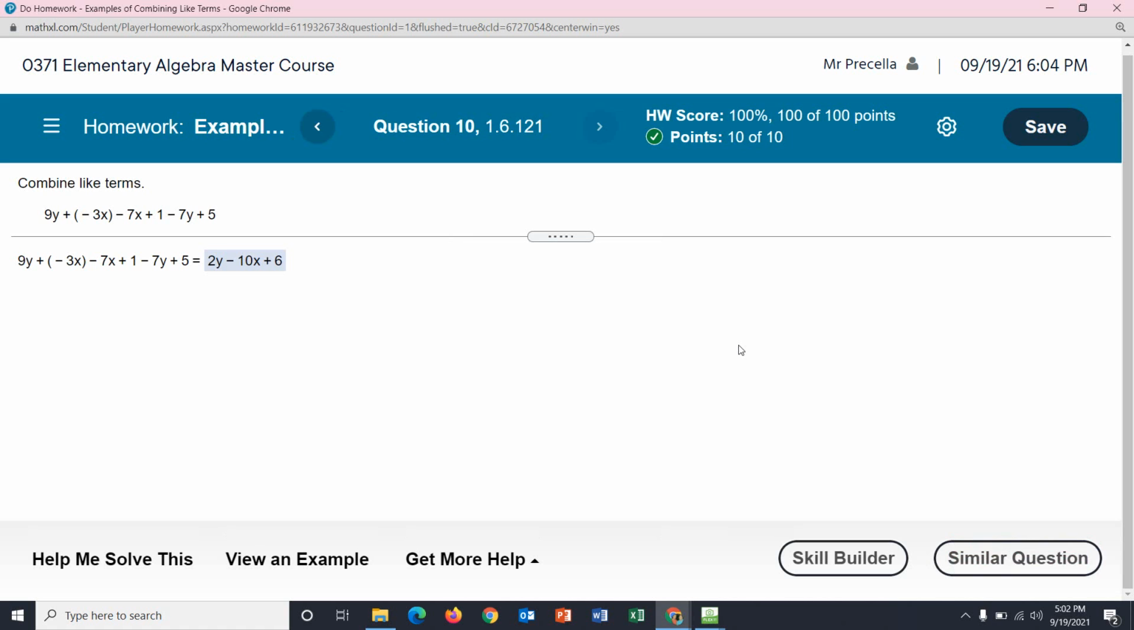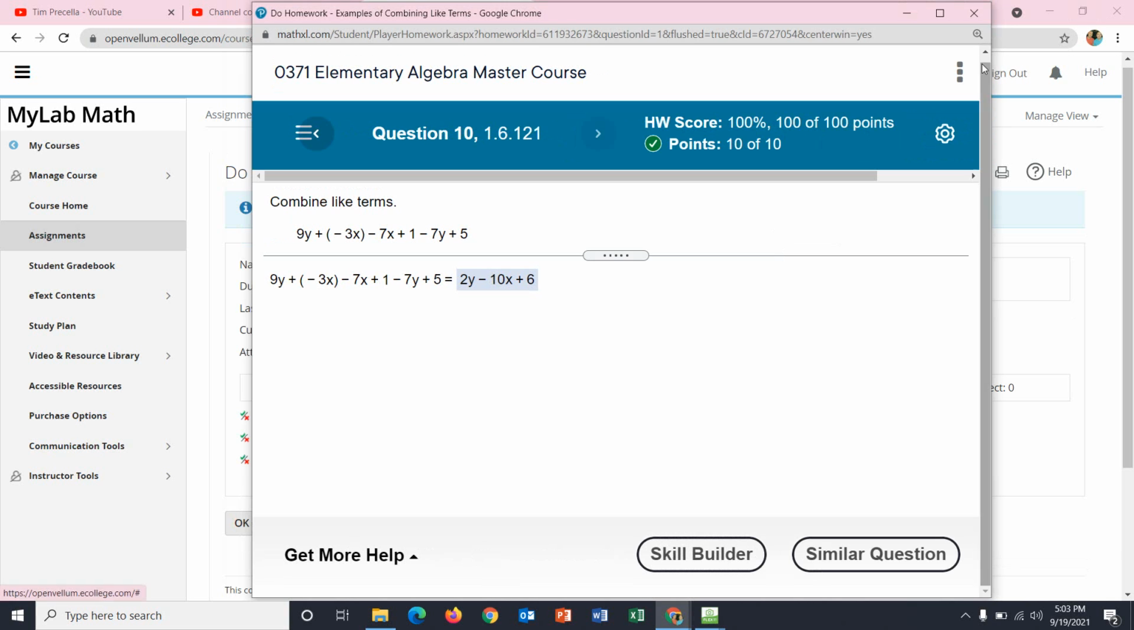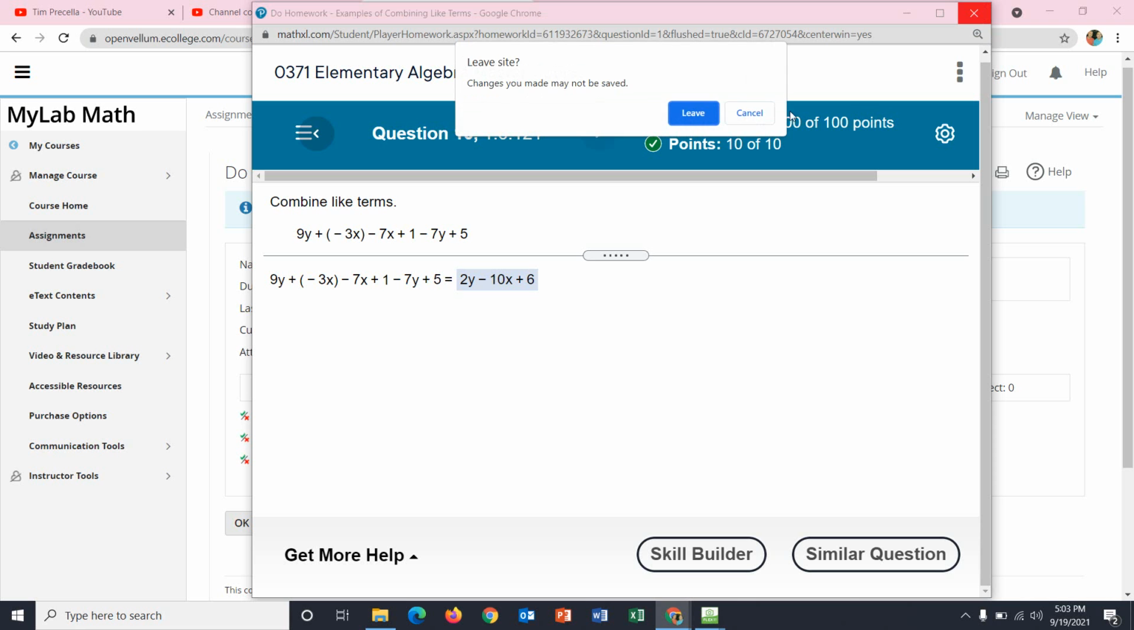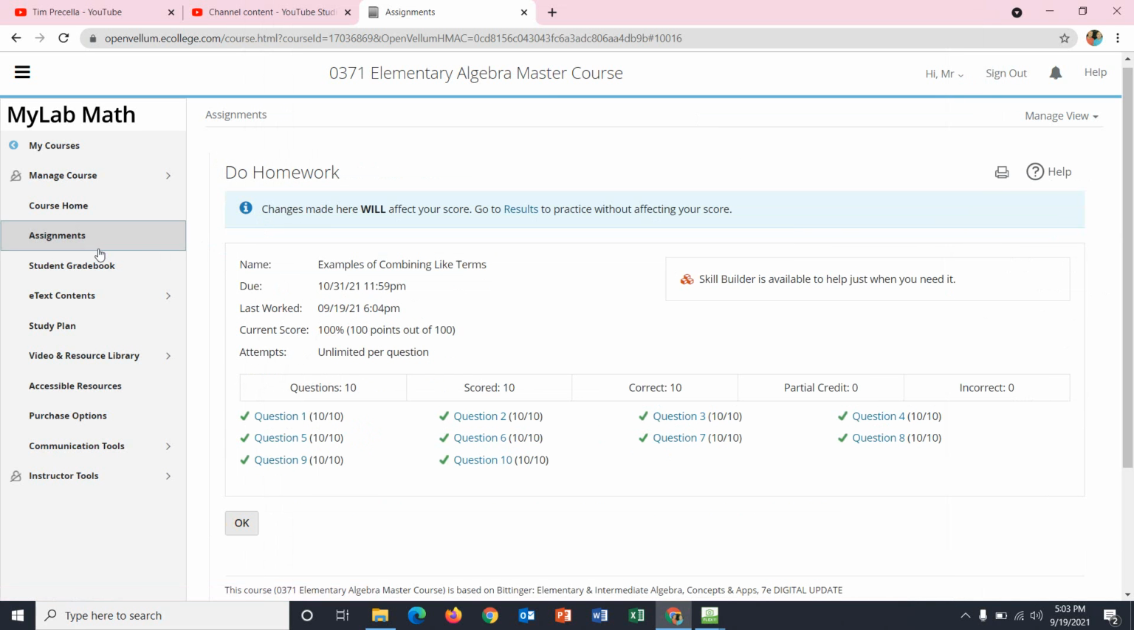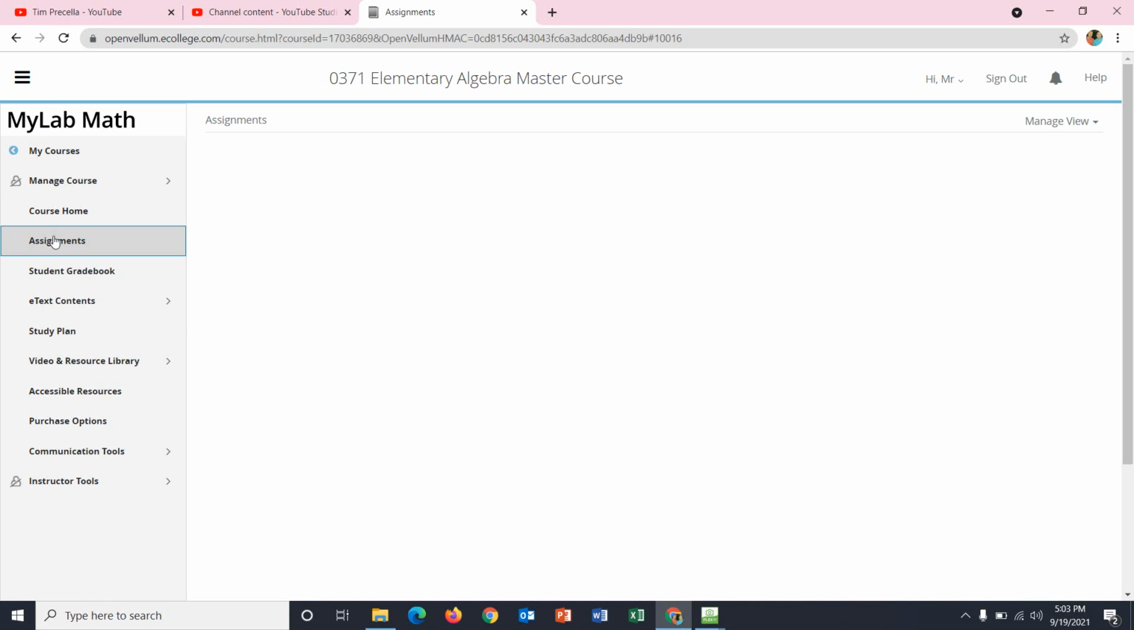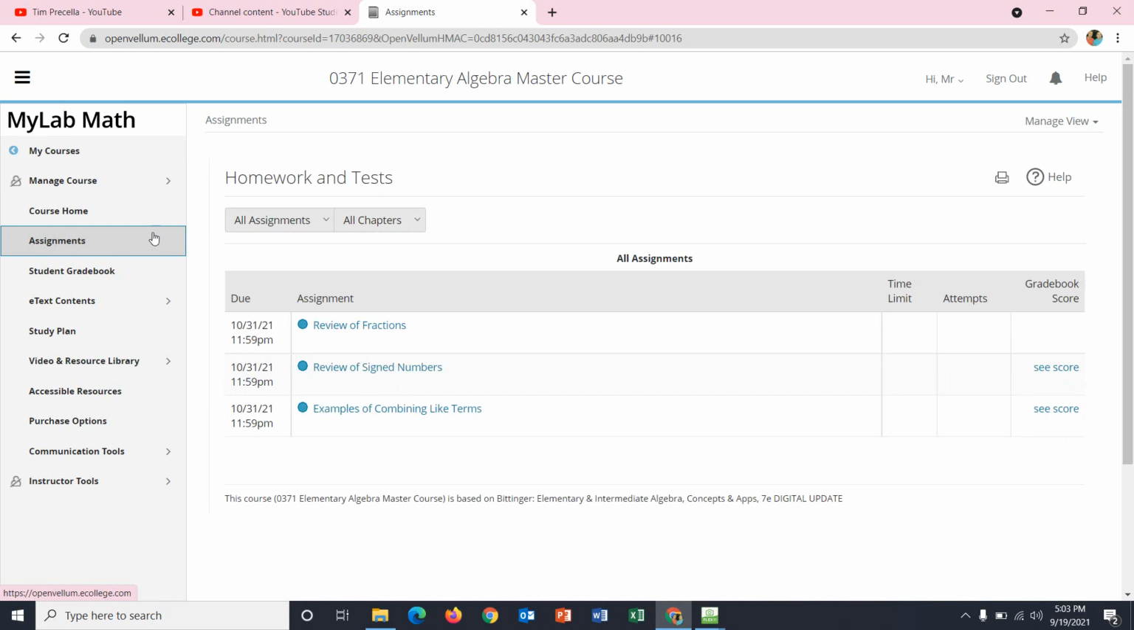And those are the 10 examples I wanted to do right now, and just let you see what MyMathLab looks like. If your course is embedded in Canvas, it's still better to come over here to access assignments. So again, this is just a fake thing that I have, but that way you'll see all of your assignments. Sometimes Canvas might miss one.